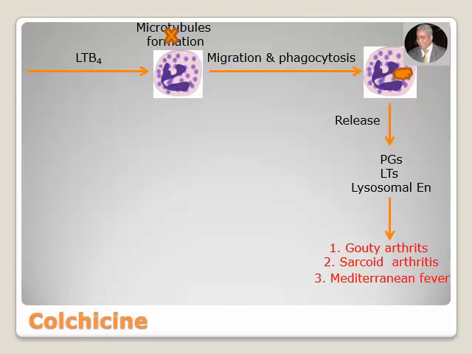Colchicine binds to the tubulin protein, thus inhibiting microtubules formation, and subsequently, neutrophils migration, phagocytosis, and release of inflammatory mediators. Colchicine, also independently, decreases LTB4 generation.